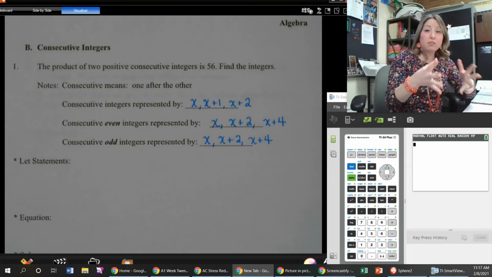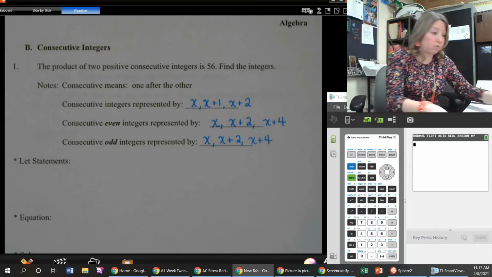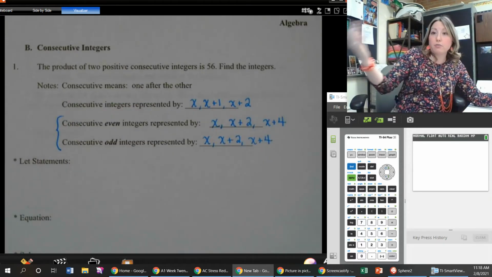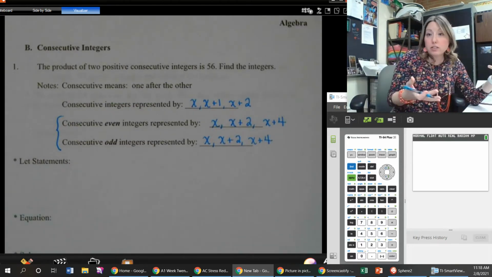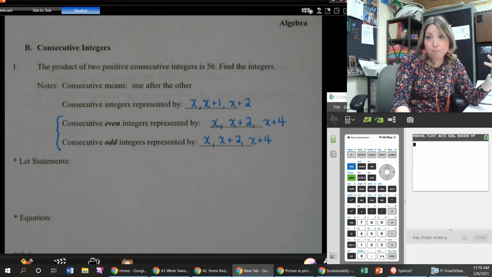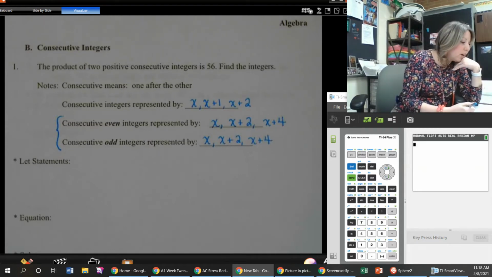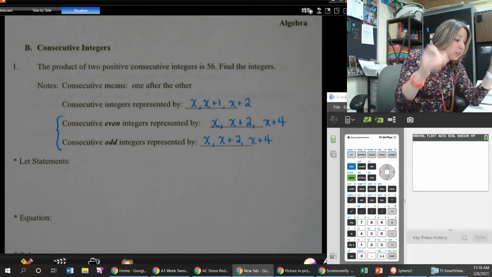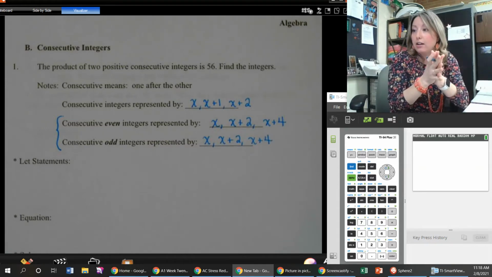Okay, but even and odd are the same representation. Okay, so you can kind of think of them that way, right? If it's even or odd, it's every other. If it's just consecutive integer, it's right in a row. The product of two positive consecutive integers is 56. Find the integers. Got it.